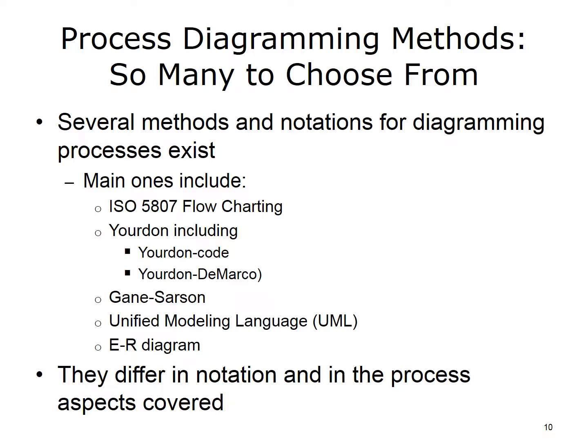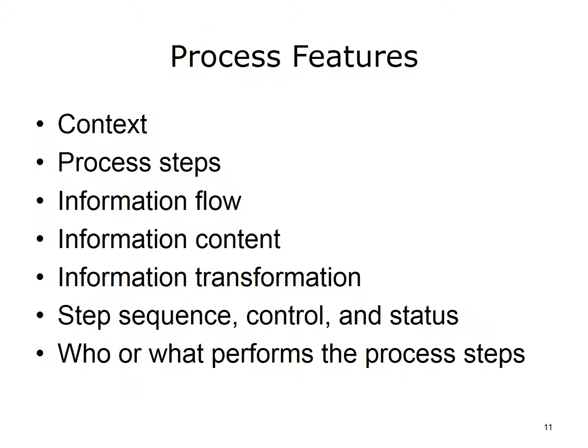content. These methods differ in notation used, and most importantly, the aspects of processes and information flow that each is designed to cover. In this section, we will review the process aspects that each notation covers and show an example of each type of diagram. The process aspects to be featured will determine the type of diagram to be used, i.e., the diagram that best represents the process aspects that you are interested in.